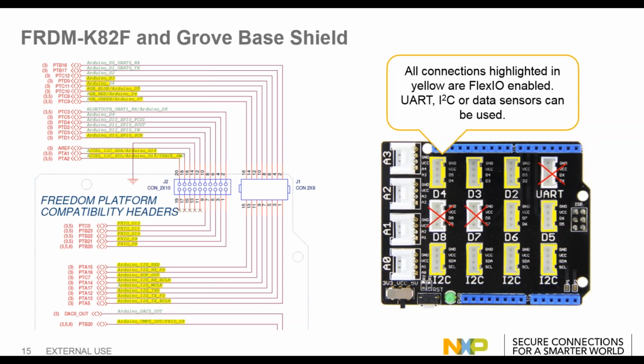So just to summarize and recap, we're looking at enabling you with examples to expand your capabilities with the Freedom KD2F to drive your ideas to design. And a great enablement is this Grove shield board. And it's not constrained by the definition of the shield board. Because of the flexibility of the FlexIO, you can actually interface to all types of interfaces, whether it be UART, I2C, or raw digital, on all of these highlighted connectors.